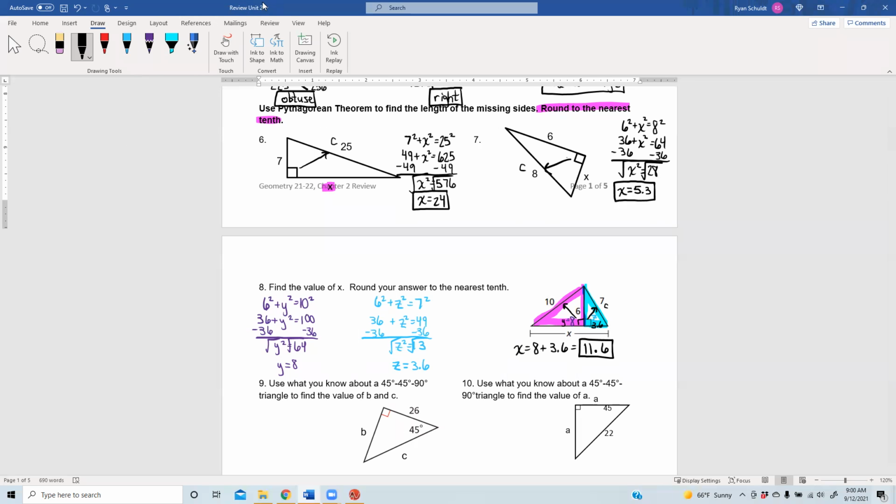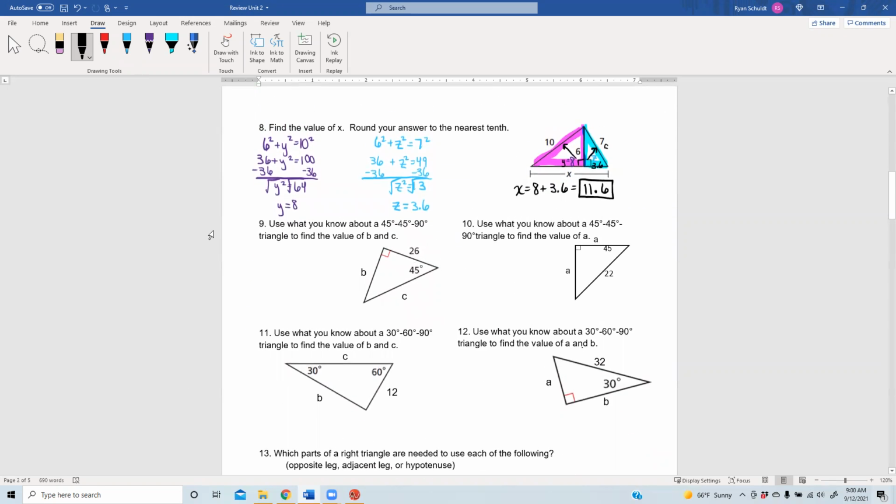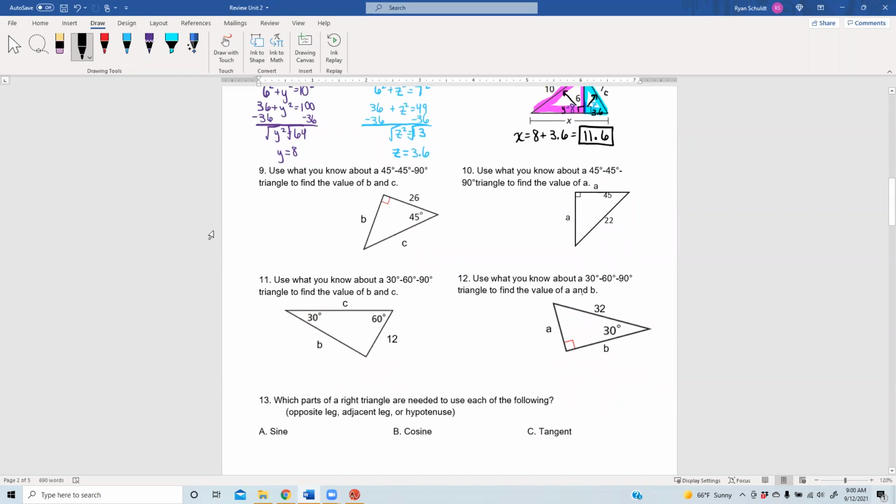Okay, next one. These next 4, we have to do special right triangles. So remember our steps for those. First, you want to label your legs. So on number 9, I'm going to label my legs. Then you want to label your template. Well, this is a 45-degree angle right here. So that means this is a 45, 45, 90 special right triangle.